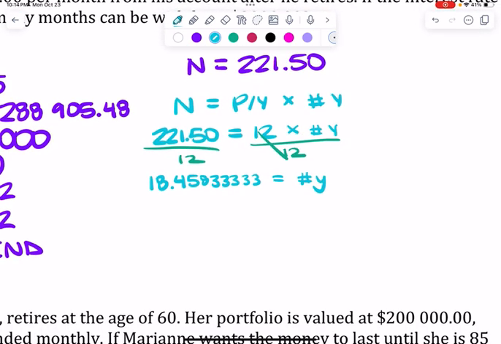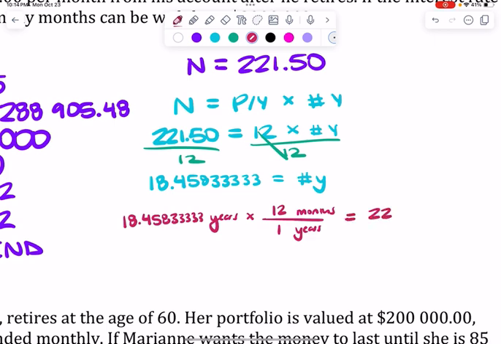What I can do is take that exact value, 18.45833333 years, and perform a unit conversion where my years go at the bottom and my months go at the top, because that's the unit I want to end up with. I plug that in, 12 over 1, and multiply that answer by 12, and hey, look, I end up with 221.50 months.